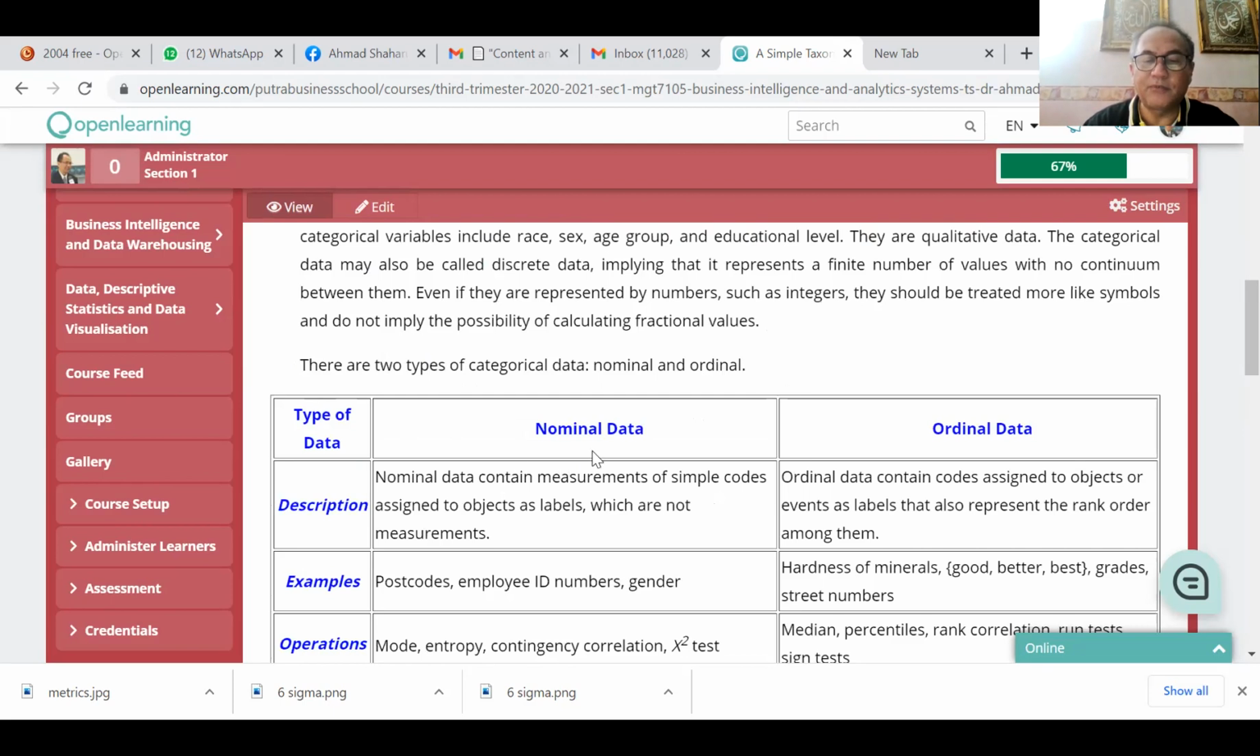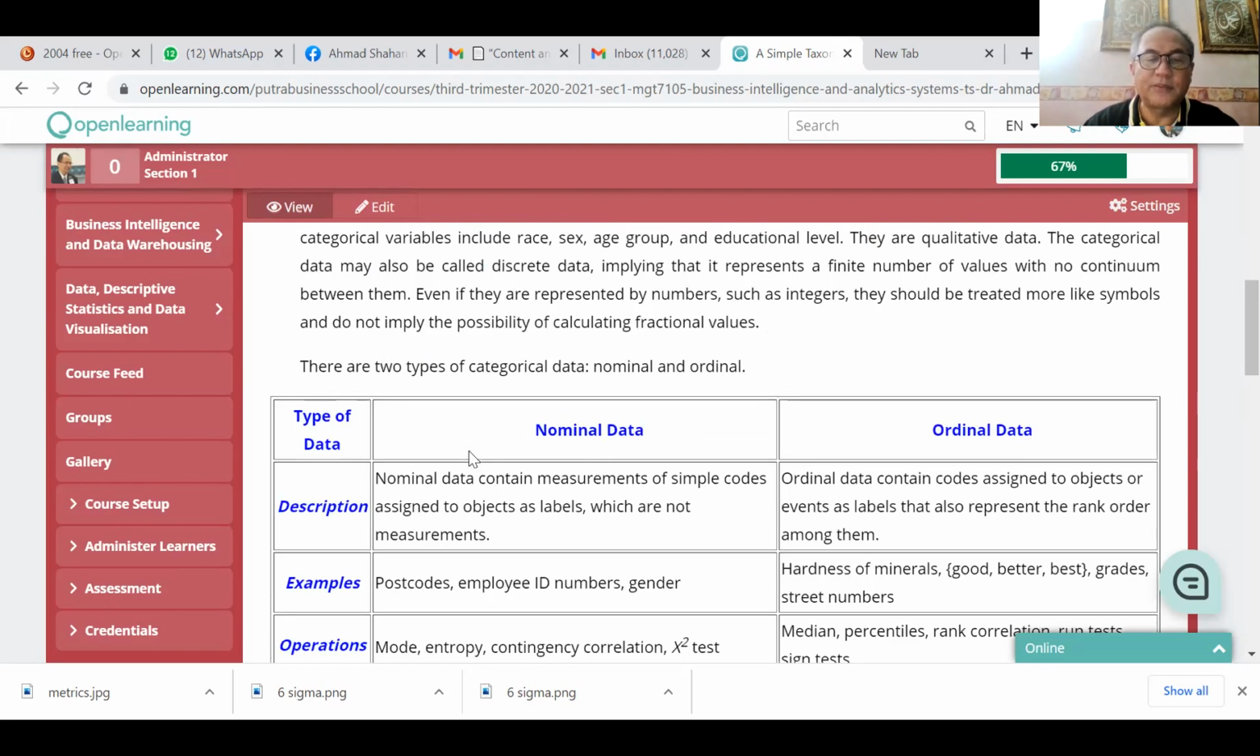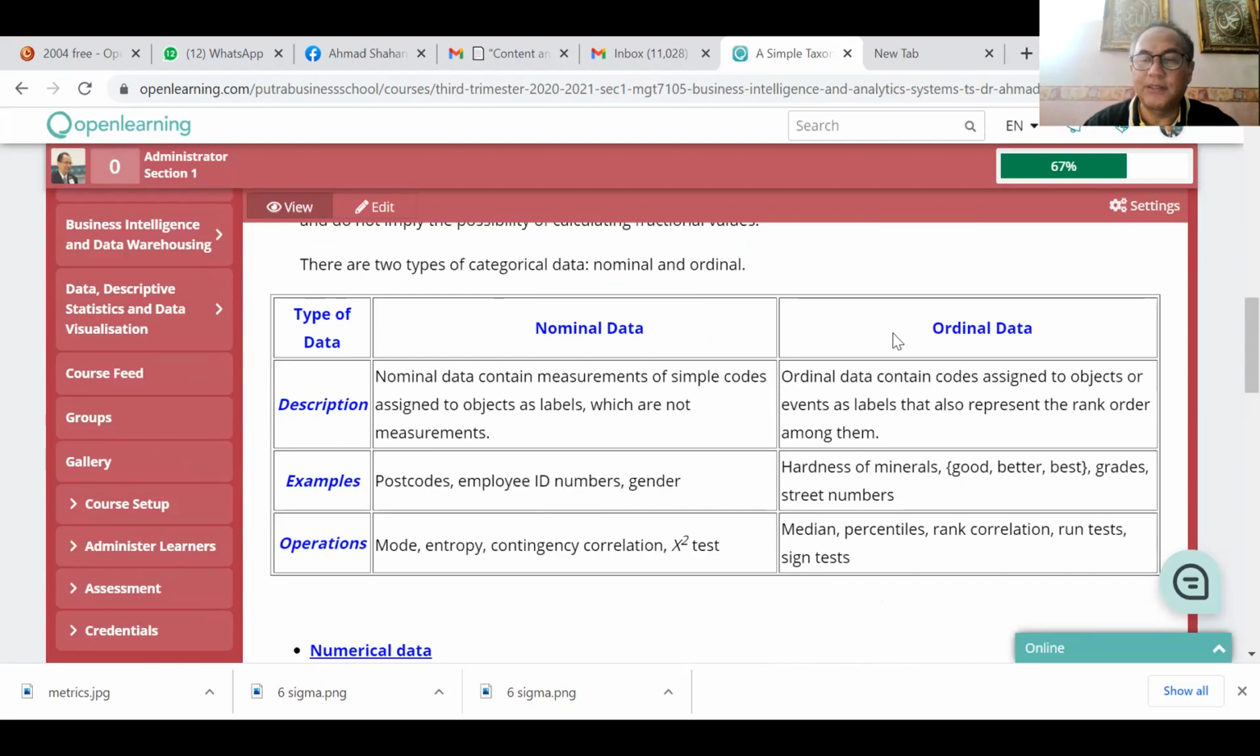Examples of categorical data are nominal and ordinal. Nominal data contains simple codes assigned to objects as labels, which are not measurements. For example, postcode, employee ID number, gender, if you put 1 and 2, it is nominal data, but it is not to be measured. Operations you can do: mode, entropy, contingency, correlation, chi-square test.